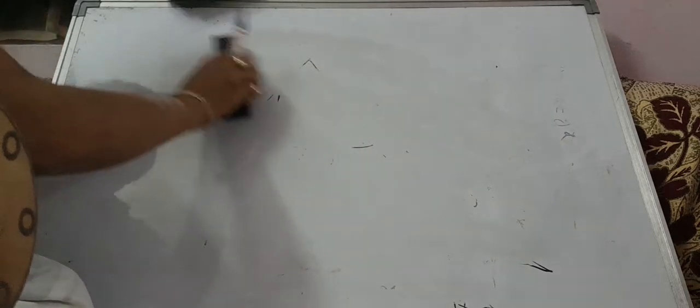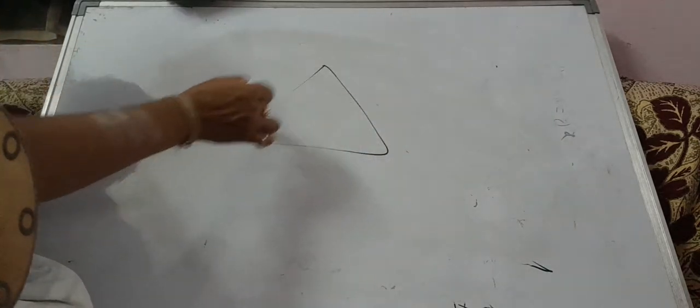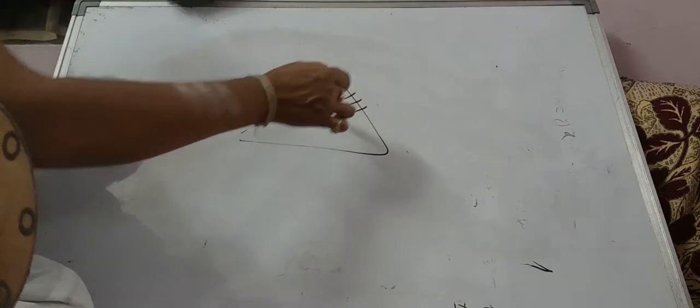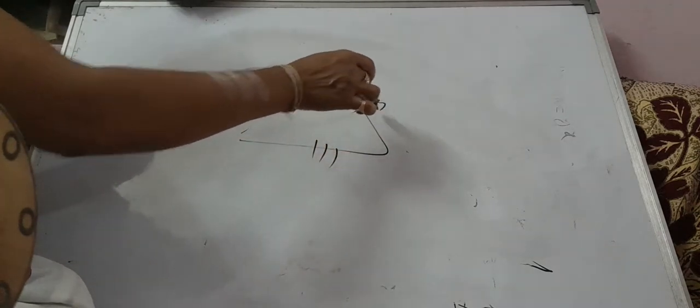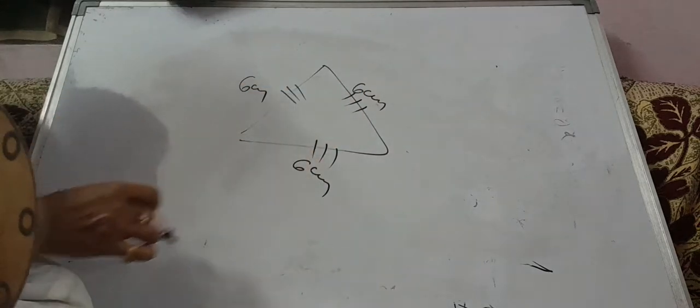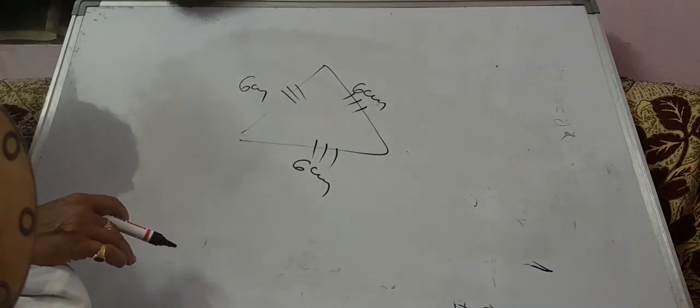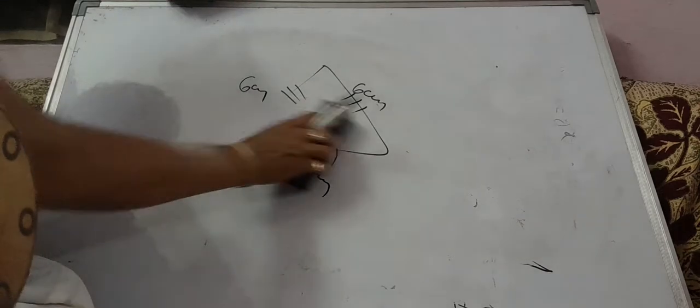And what is an equilateral triangle? In a triangle, if all the three sides are equal, suppose this is 6 centimeters, this is 6 centimeters, this is also 6 centimeters, that is called an equilateral triangle.